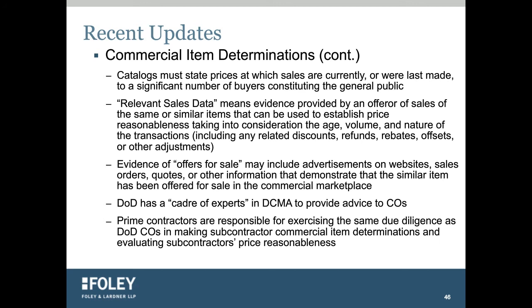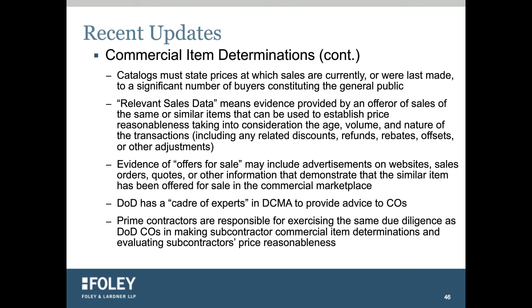DOD has a group of experts in DCMA that are supposed to help contracting officers with these commercial item determinations and price reasonableness analyses. And the prime contractors are responsible for exercising the same due diligence as the government. As I said, I've seen a push in putting the onus on the commercial item determinations and price analyses onto the subcontractor, and to a certain extent that makes sense. Nobody knows your product better than you. You know how similar it is or different it is from other products that you sell or what your competitors sell. So when we represent subcontractors, we want to help the primes get comfortable. But at the end of the day, it is the prime's responsibility to make that commercial item determination.